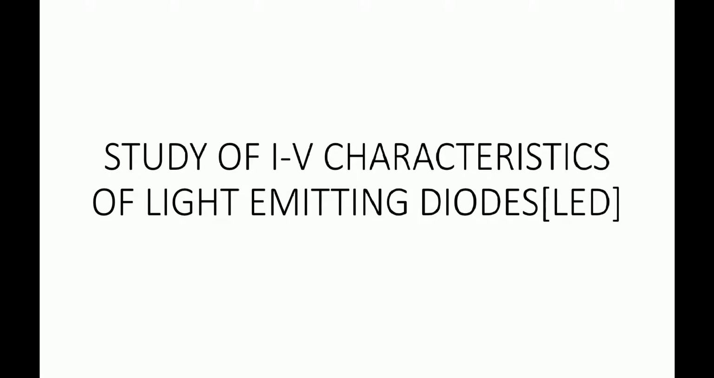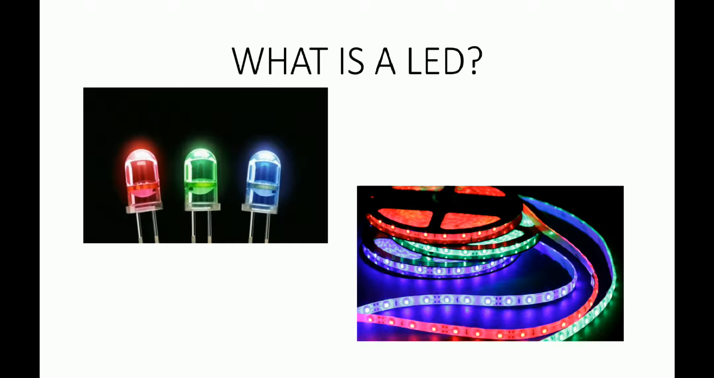Hello everyone, we are going to study the IV characteristics of light emitting diode. So, first the question arises, what is LED? In the simplest terms, a light emitting diode, LED, is a semiconductor device that emits light when an electric current is passed through it. Light is produced when the particles that carry the current, known as electrons and holes, combine together within the semiconductor material.